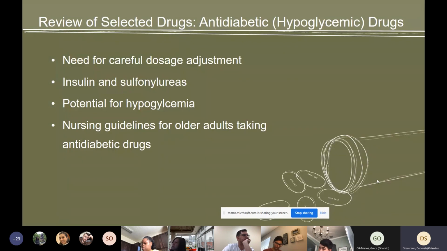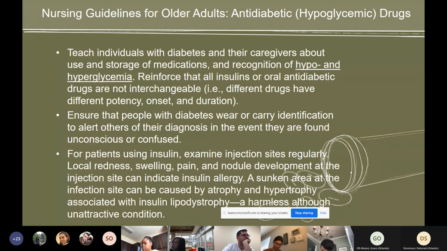So let's look at some nursing guidelines. Lots of information that we could teach a patient about diabetes. If they're a new diabetic, and type 2 is pretty common in the older adult population, it can be a new onset. Hypoglycemia, we want to make sure that we teach them as much as we can.